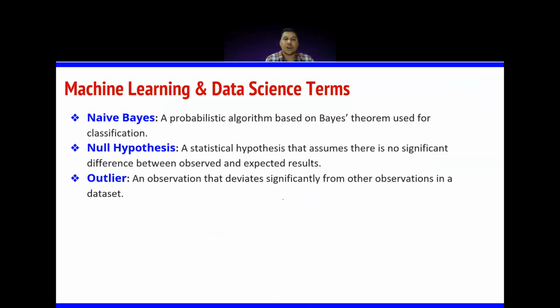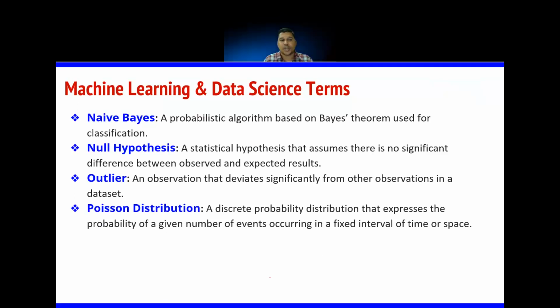Next one, outlier. We have already seen what an outlier is. When the data you are plotting in a graph is clustered at some point, but there are a few data points which are very much deviated from the actual data points, such observations are called outliers. In statistics, we have a lot of outlier detection techniques.